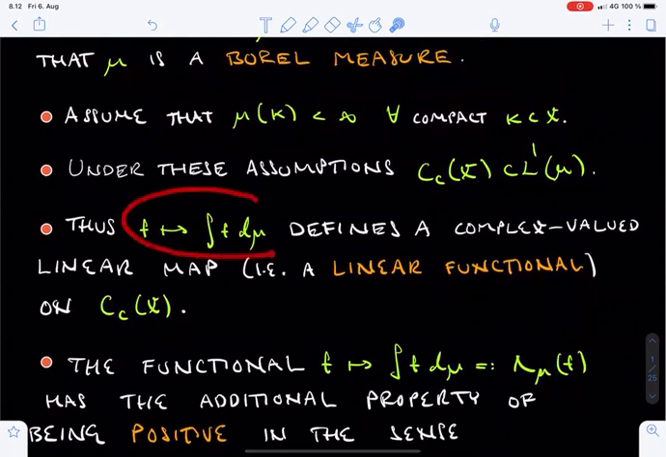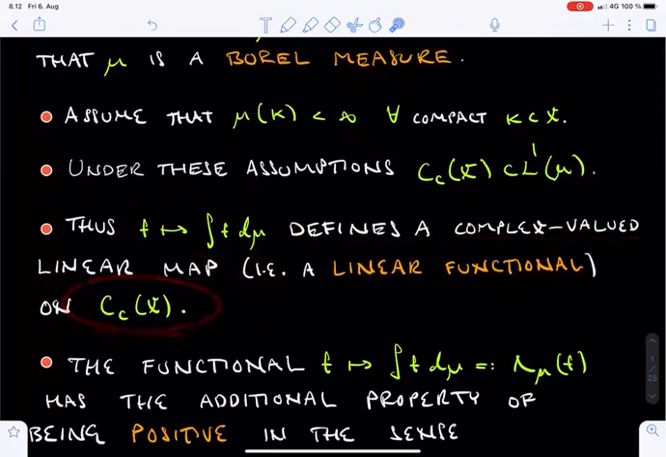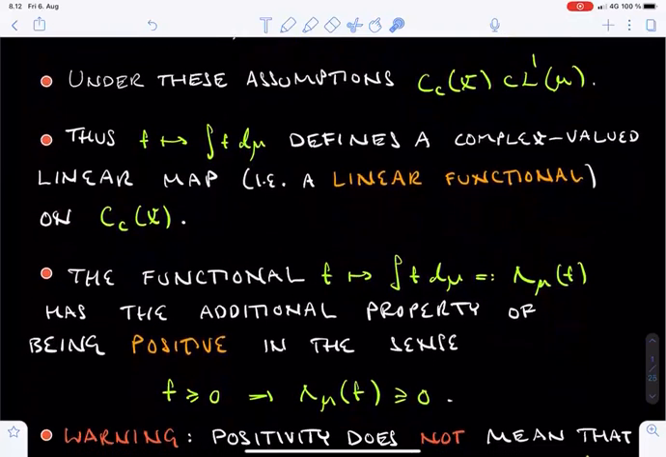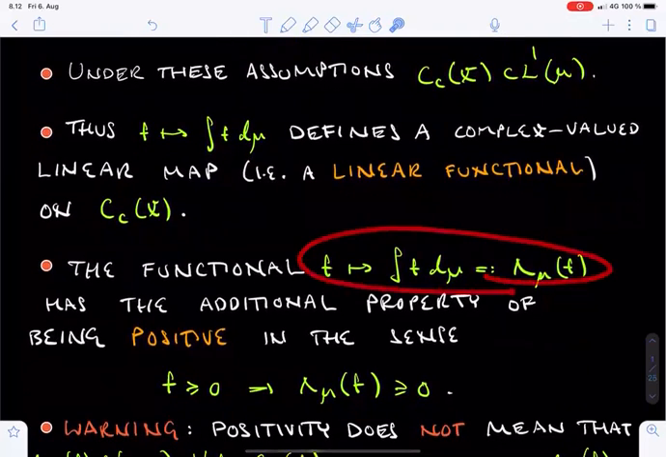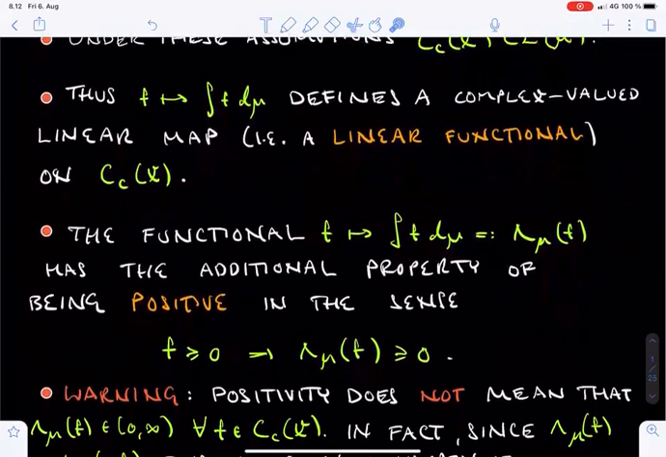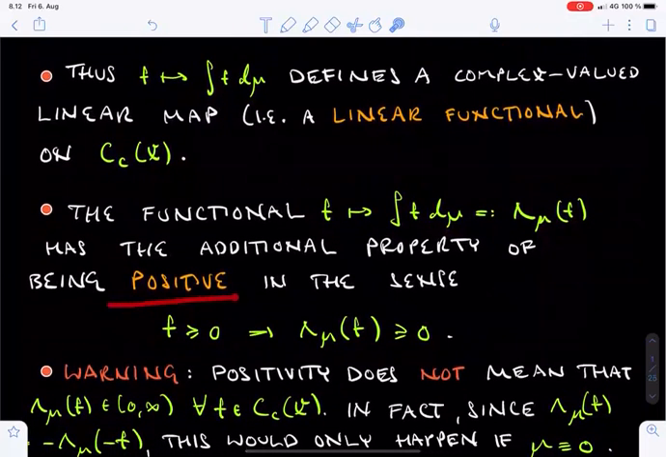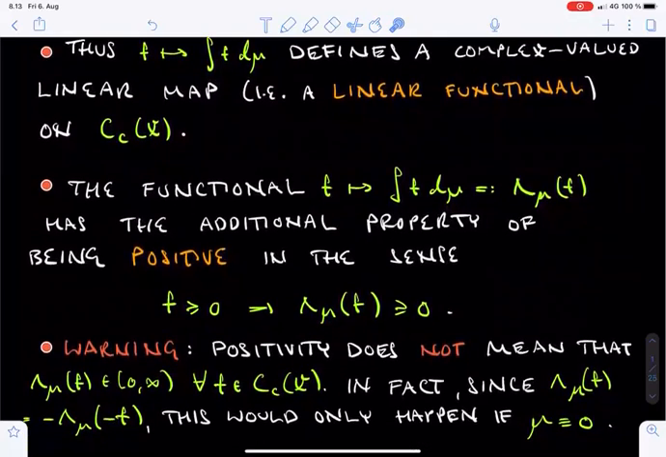It follows that the mu integral of f can be used to define a complex-valued linear map, that is, a linear functional, on the space CC of X. Let's denote this map by lambda mu. The map lambda mu has the additional property of being positive. If the function f only takes non-negative values, then lambda mu of f is also a non-negative real number.